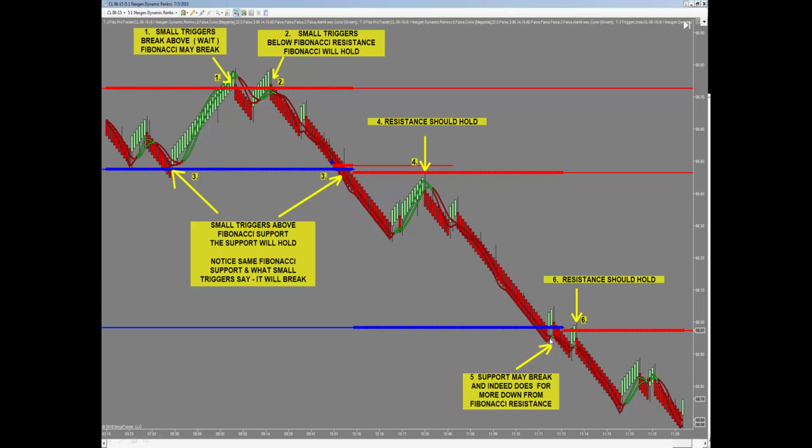And you'll see that when we get to the next support area here, our small triggers are below the blue line. That's bad. We're not going to be going long. Good place to take a profit if you're short, but because they can never get back above the blue line, it's going to break. And it does break and turns into resistance where we can continue taking short trades with the trend.